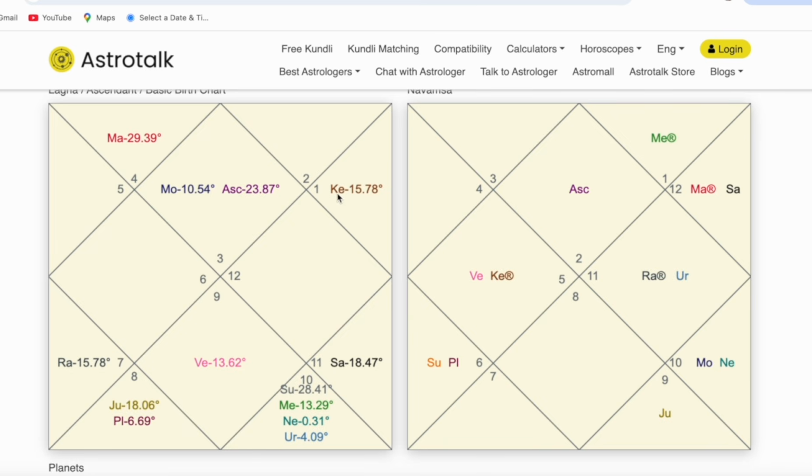Additionally, Saturn is also aspecting the 12th house, which is a secondary house that we discussed for marriage. So Saturn is giving us the green light. The next thing that we check is Jupiter. Now, last year, Jupiter moved into Gemini. So Gemini is the lagna of this person.